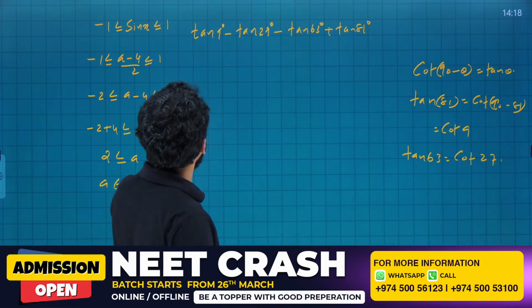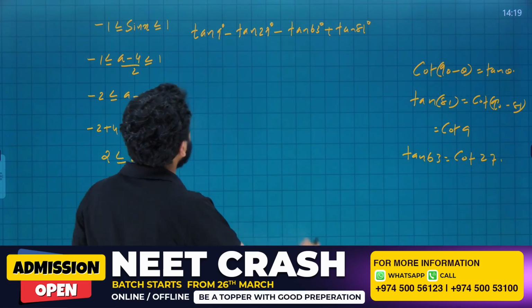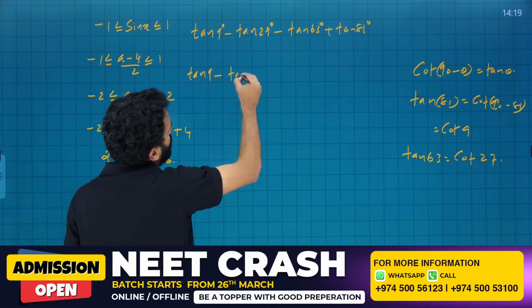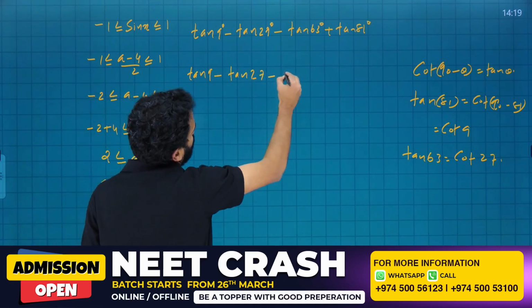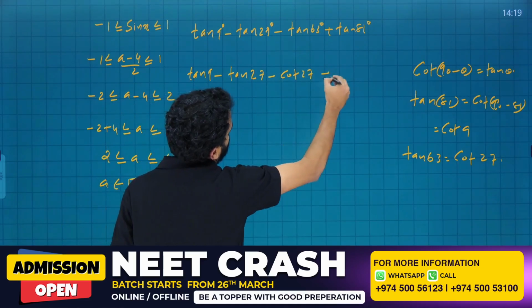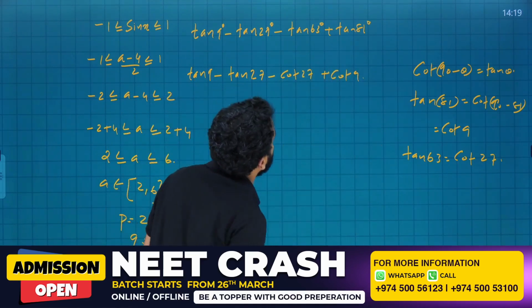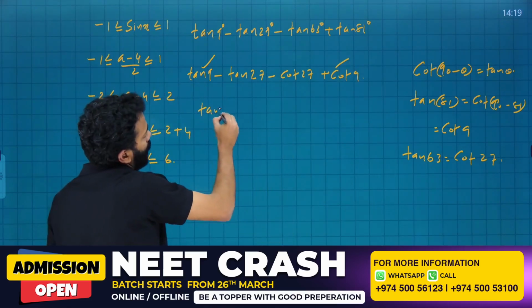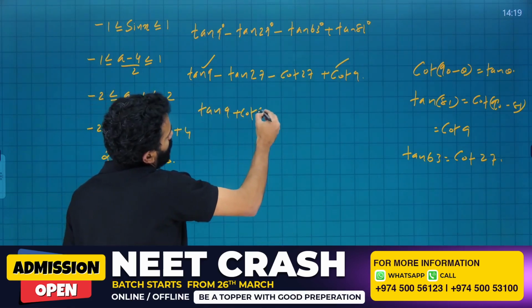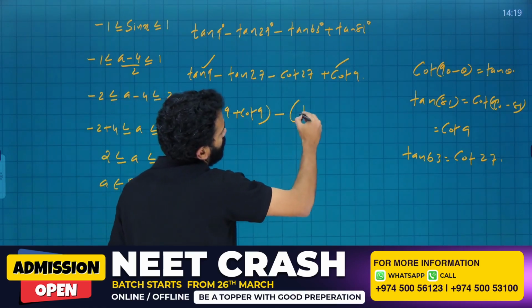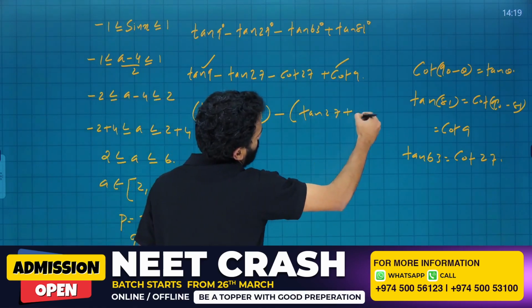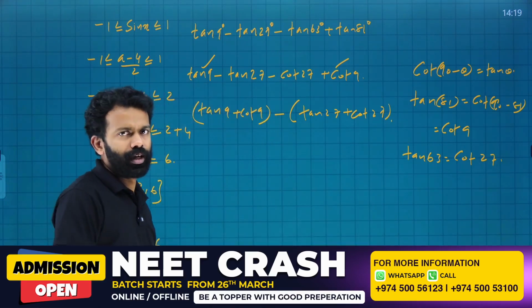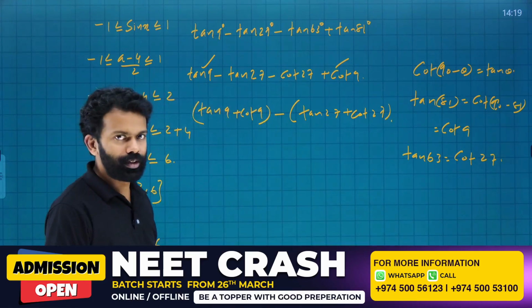So, substituting those values here, it will be tan 9 minus tan 27 minus cot 27 plus cot 9. We can assemble this and this. Therefore, it becomes tan 9 plus cot 9 minus tan 27 plus cot 27. So, what was the value of tan theta plus cot theta? You know that?